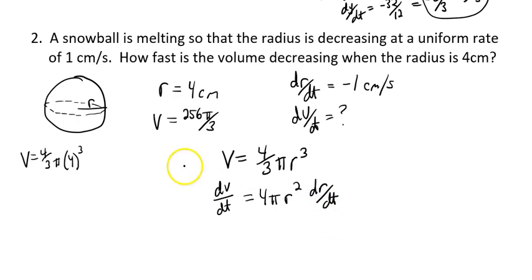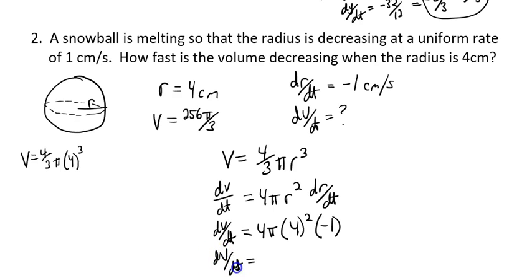This is the point where you plug in, and this is why I say we really didn't need that volume, because we ended up just having the derivative of it in our formula. So that is what we're trying to find, so that's still going to stay dV dt. And I'm going to plug in the r of 4, and make sure you square that, and then the dr dt of -1. When you do that, 4 pi times 4 squared times -1, you get -64 pi. And if you think about the units, volume in this case would be in centimeters cubed. And time in this case is in seconds, so this is centimeters cubed per second.